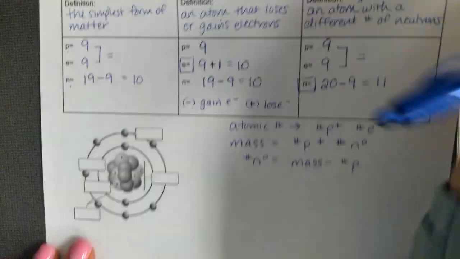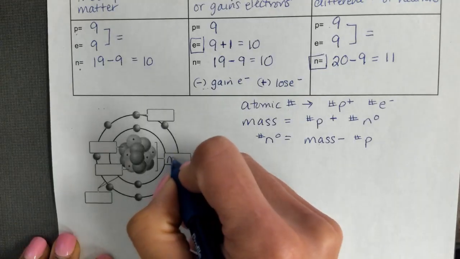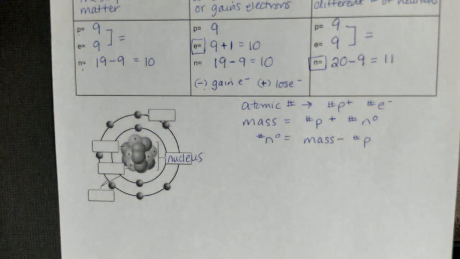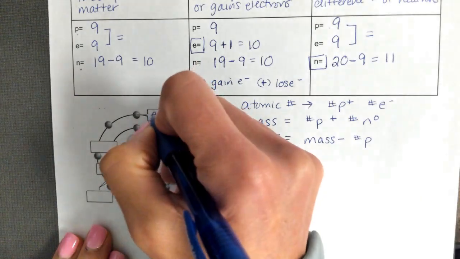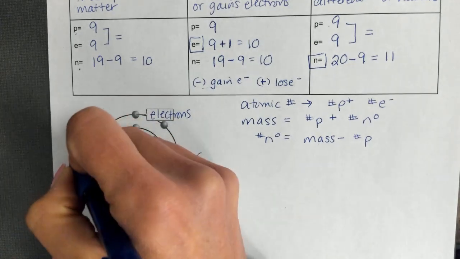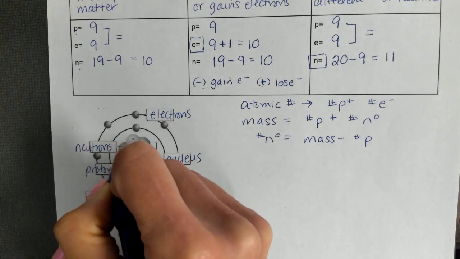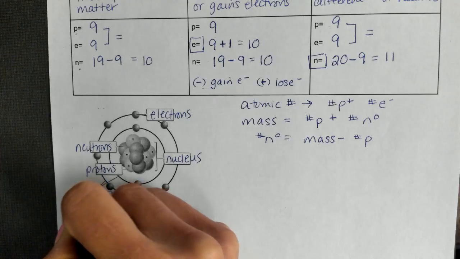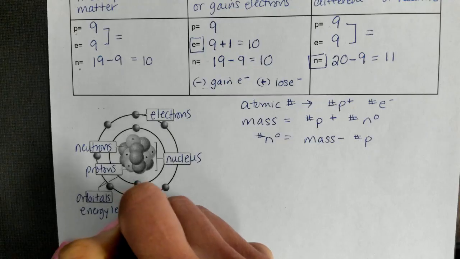Okay, now the last thing we're going to do is briefly review the structure of your atom. The center of your atom is called your nucleus. And then on the outside of your atom, we have our electrons. And then inside our nucleus, we have our neutrons that have no charge, and we have our positive protons. And we know that the electrons are located in our orbitals, or we can call those energy levels.